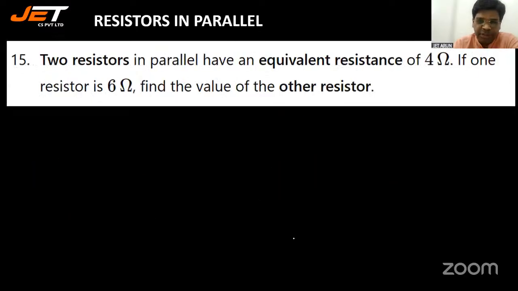Alright, let's go for the next one. Two resistors in parallel have an equivalent resistance of 4 ohms. If one resistor is 6 ohms, find the other resistor. This is a simple equation in one variable. I will give a minute to solve this. This is a good one.